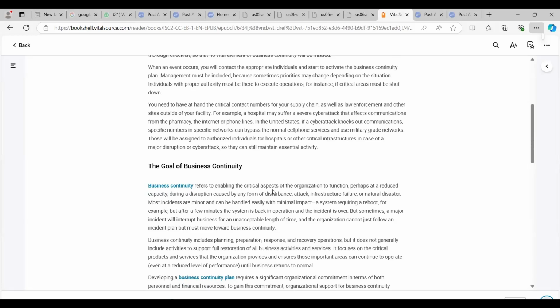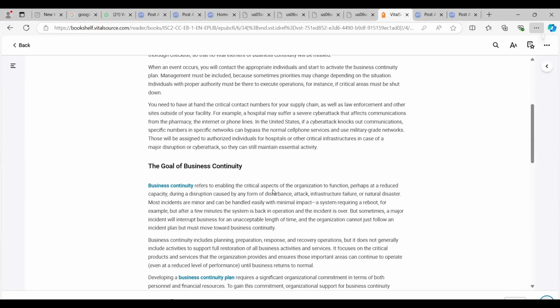So in the US, if a cyber attack knocks out communication, specific numbers in specific networks can bypass the normal cell phone services and use military-grade networks. That means they will still communicate, even if everyone else cannot communicate. There's still a way to actually make communication.